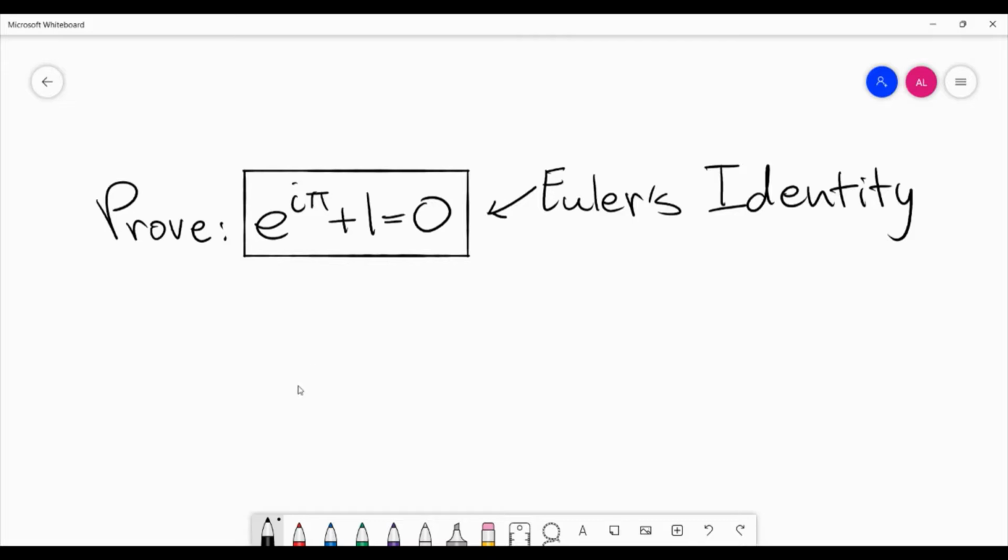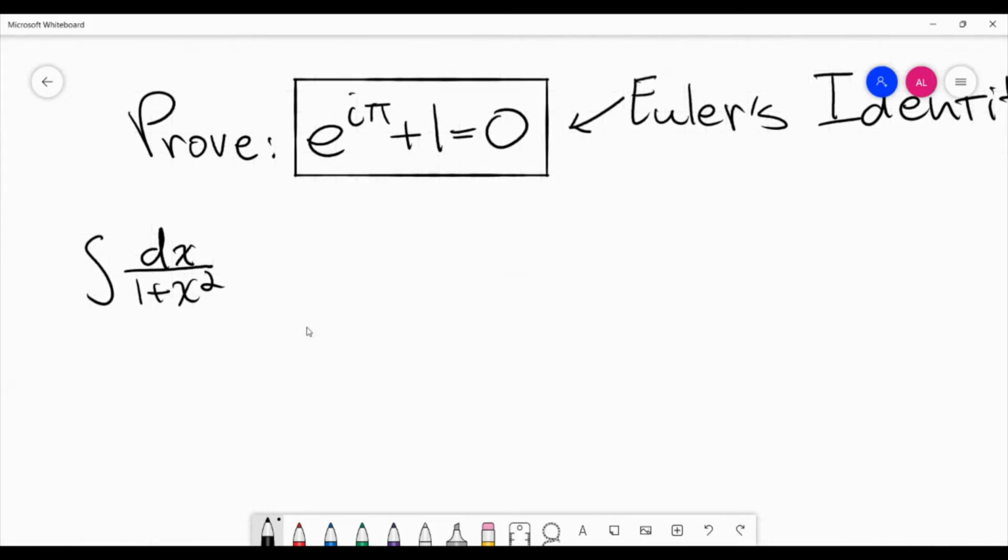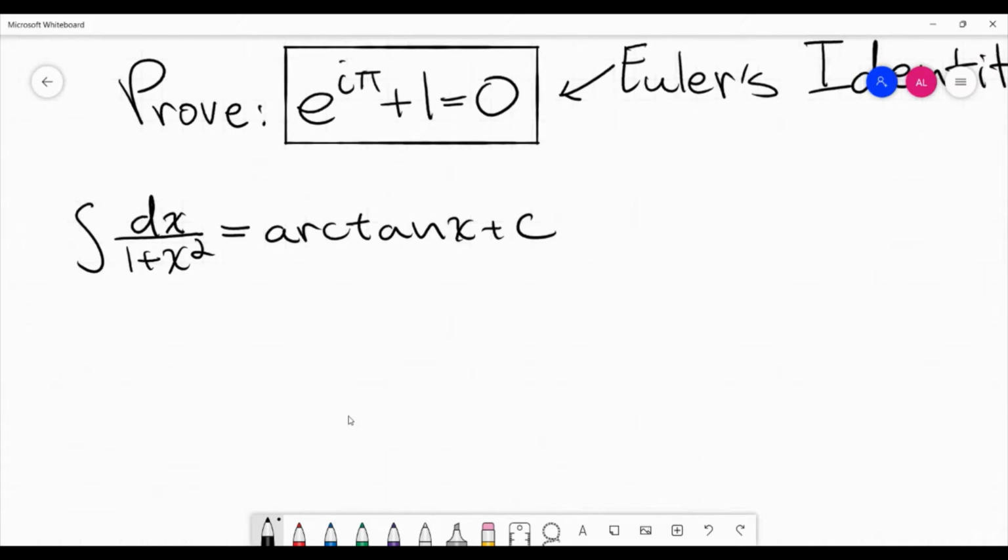Traditionally, this is proven with Taylor series, but today we will take a different approach with some other branches of calculus. So first, we will look at the integral of 1 over 1 plus x squared dx. It seems like a weird way to start, but this lead will be quite fruitful eventually. So this is equal to the arctangent of x plus c, or the inverse tangent function of x.